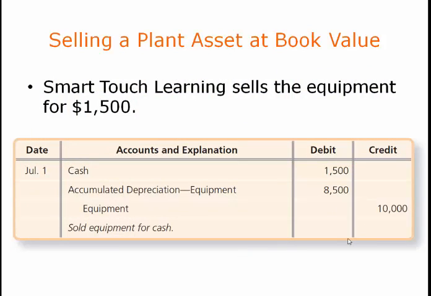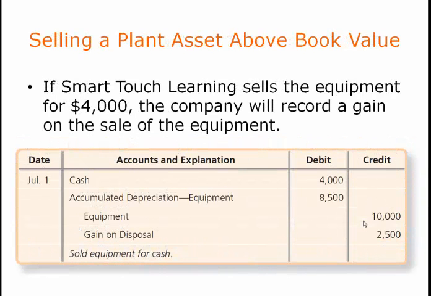And now here's the next one. If they sell the equipment for $1,500, they have no gain or no loss. If they would have sold it for more, they would have had a gain. If they would have sold it for less, they would have had a loss. So let's look. So here's another one. They sold it for $4,000.